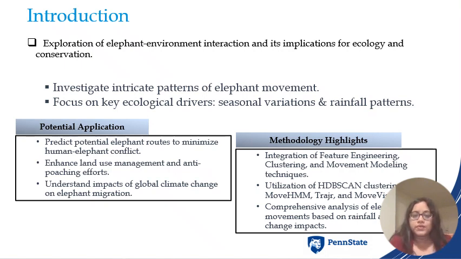Now, our methodology has three major subcomponents. The first one is integration of feature engineering, followed by the clustering techniques, and finally the movement modeling. So, our comprehensive analysis highlights how rainfall and climate change impacts influence the migratory paths of these majestic creatures.